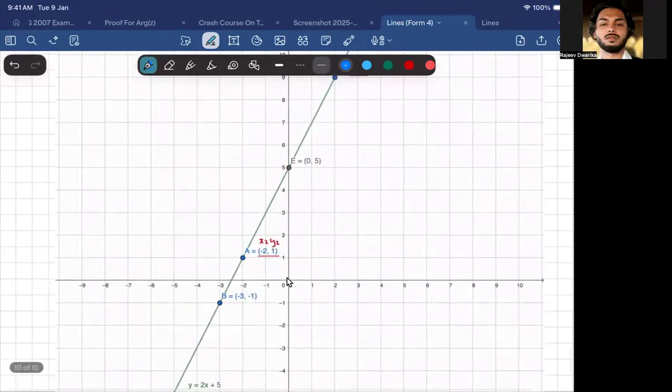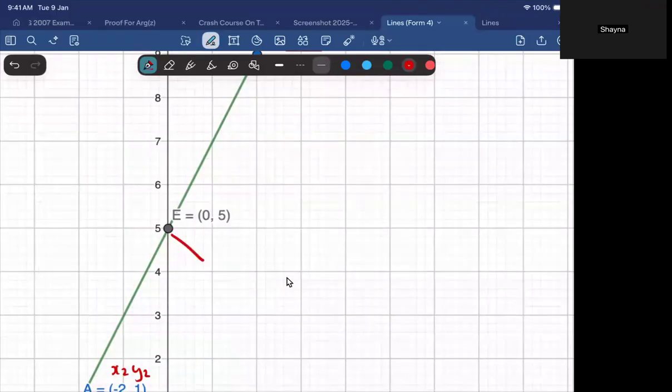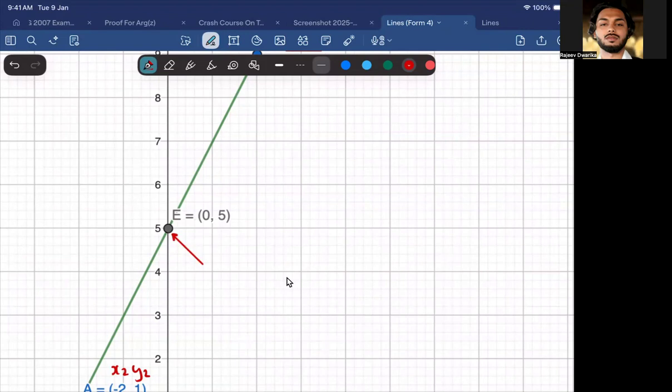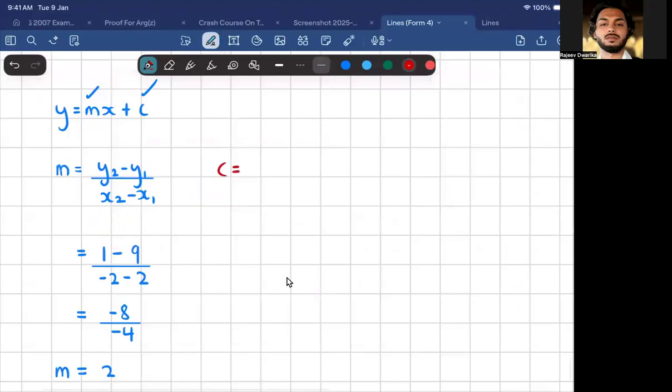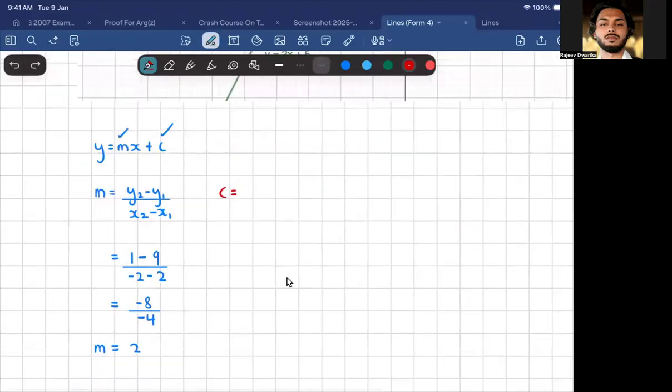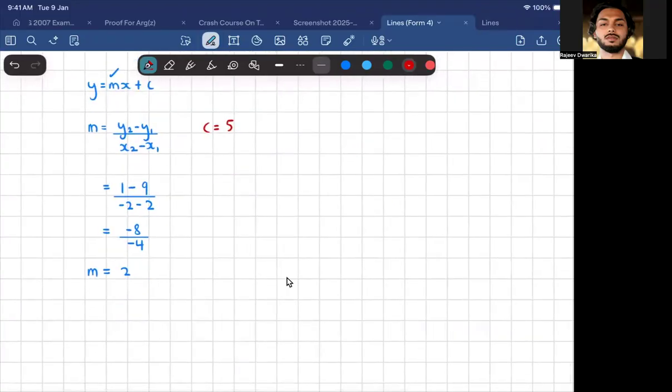Do we need to find the y-intercept or is it already given to us? Yeah, it's given to us. It's right here. The y-intercept is where the line cuts or intercepts the y-axis. Right? So the line cuts the y-axis at 5. So c is equal to 5. So if this is the case, Shayna, what's our final answer? What's the equation of the line? Y is equal to 2x plus 5.